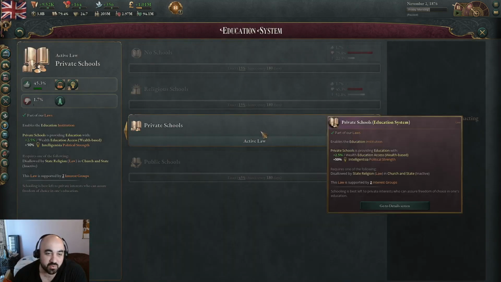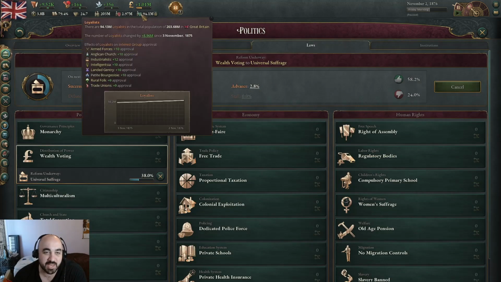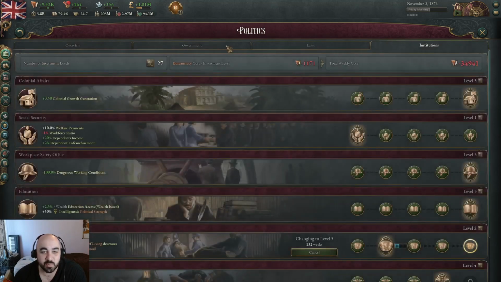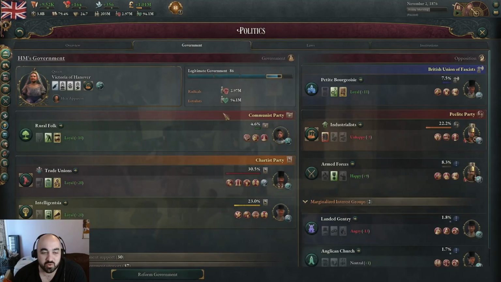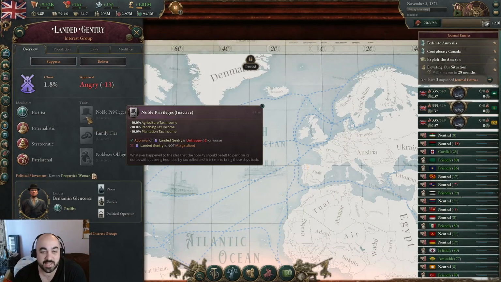And also private schools is good. You could go religious schools if you wanted to go religion. Also, discrimination as a mechanic does drive up a ton of radicals, which, as we will discuss, is pretty bad when it comes to trying to get the interest groups happy with you. And finally, we have last up the landowners and their bonuses.